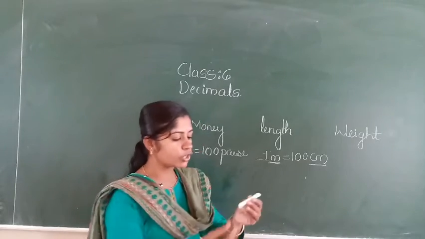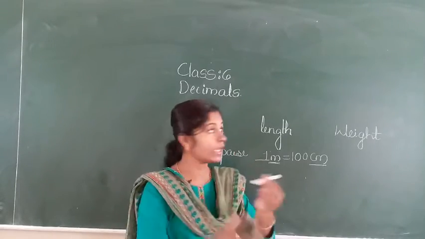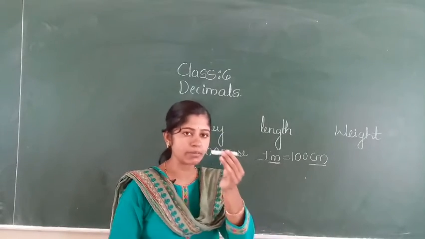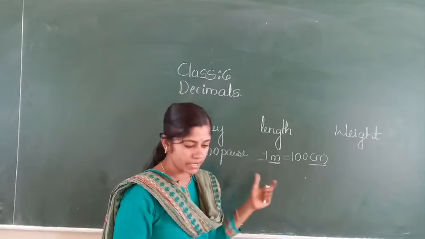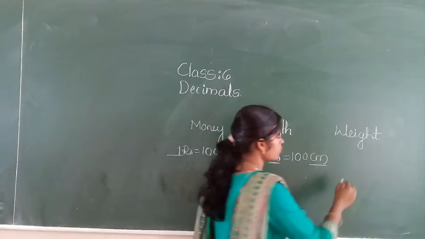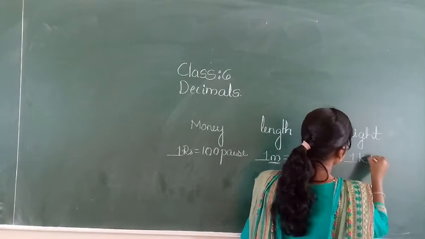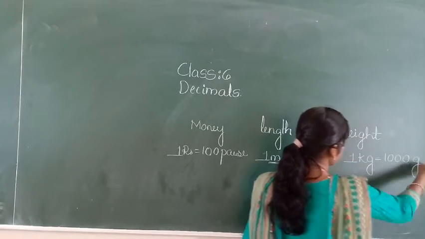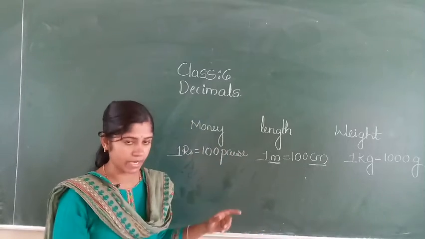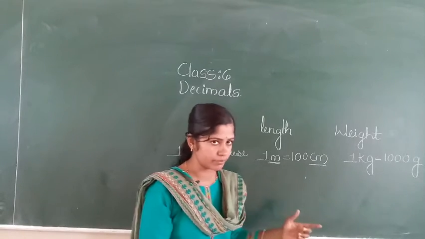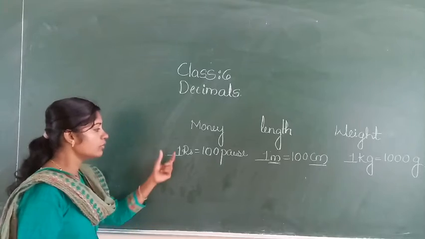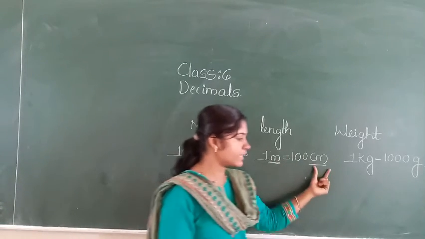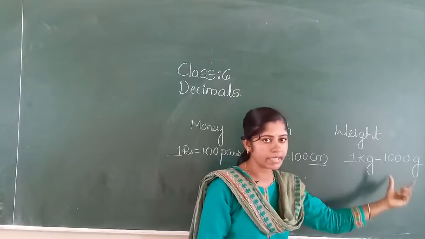See here, the length of a chalk piece is in centimeter, and the length of the board is in meter. Centimeter means small and meter means big. And one more thing here, weight. How are we measuring weight? Weight is in kg. 1 kg is equal to 1000 gram, not 100 gram, it's 1000 gram. Before this you must and should know which one is the greater unit and which one is the smaller unit. Meter is big and centimeter is small, kg is big and gram is small.